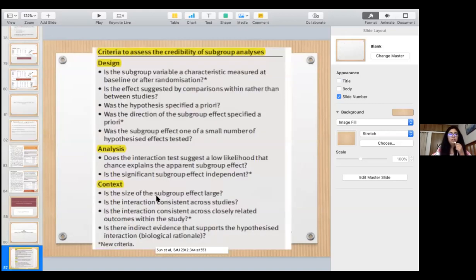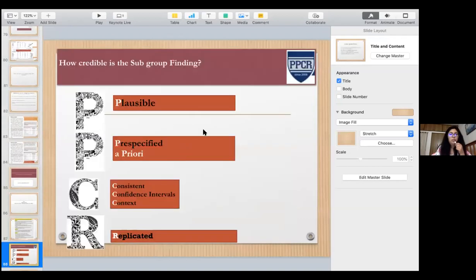And again, is the subgroup effect very large? Another important thing is, is it consistent across studies? I'll show you another example for that. And is there a biological rationale? So this is a mnemonic you can remember: plausible, pre-specified, a priori, consistent, confidence intervals, are they overlapping or not, context. It should be replicable, which is very important.